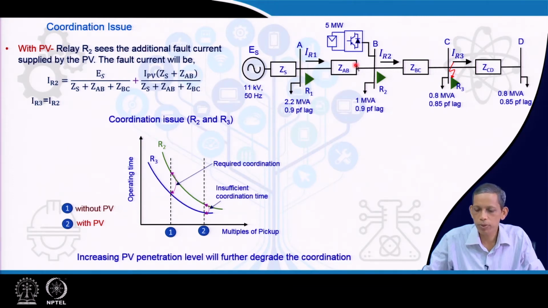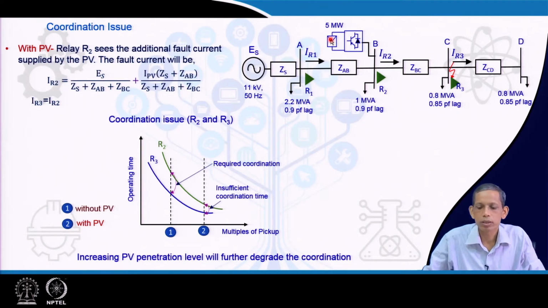Now, what happens with the PV is that the fault current level increases, and therefore it shifts to the right. Given the nature of the IDMT curve, the coordination time available becomes this. Note that this coordination time is smaller, as we have learned in OCR coordination. It may be smaller than 0.2 second or so, and that may be insufficient, which is a challenge in such a scenario.